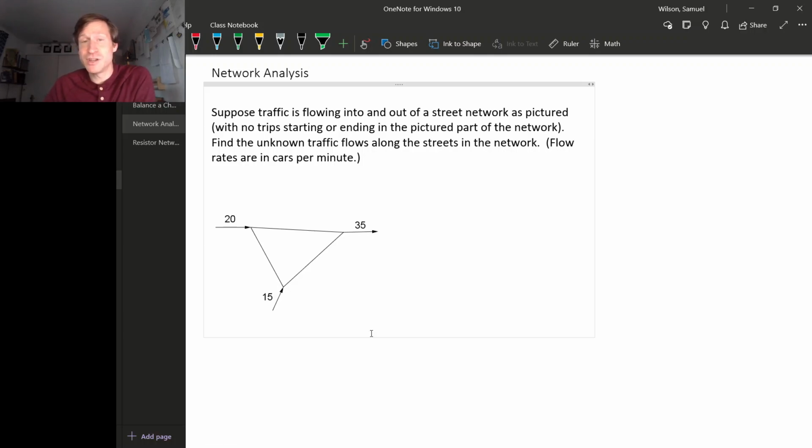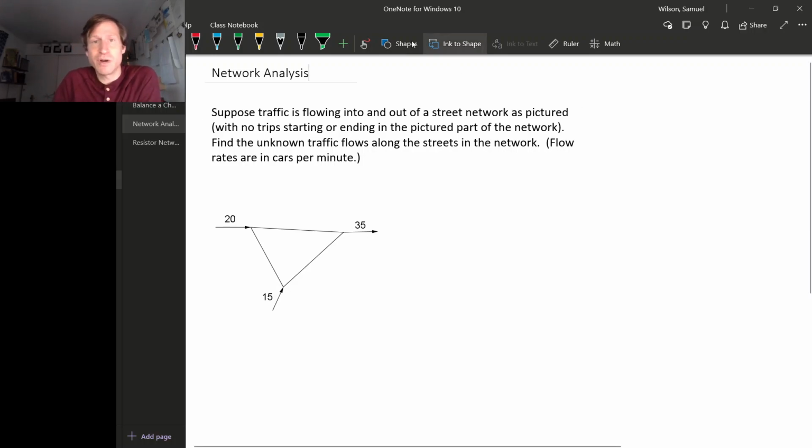For another application of solving systems of linear equations, let's think about analyzing a network of traffic. So suppose we have traffic flowing through a network of streets here, and these numbers represent how many cars per minute flow into the network. So there must be some street feeding cars into the network here. And so 20 cars per minute in here, 15 per minute come in here, and then 35 per minute leave here. This 35 isn't a coincidence, right? 35 is 20 plus 15.